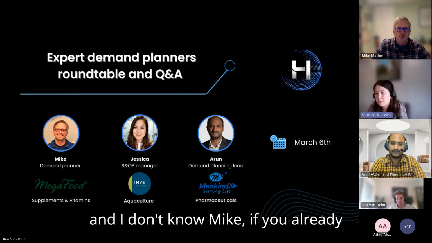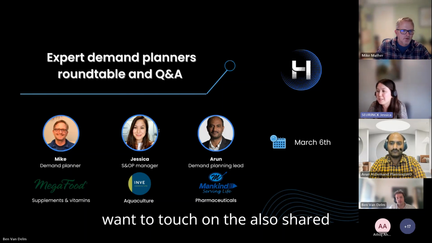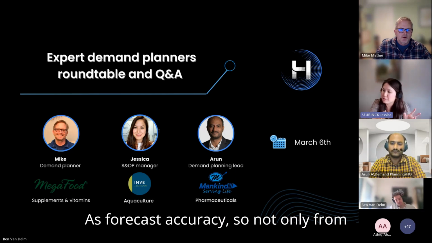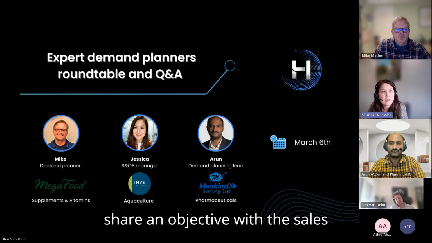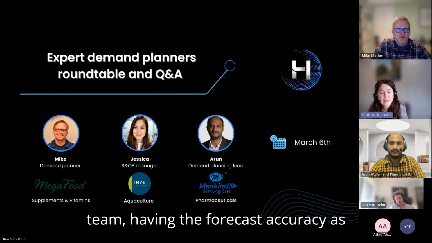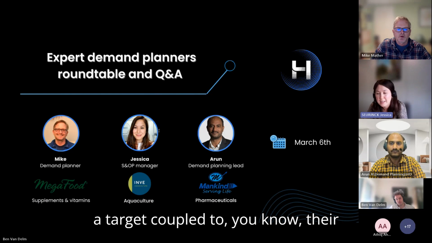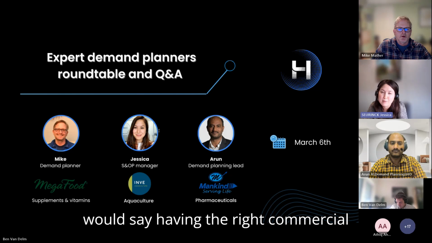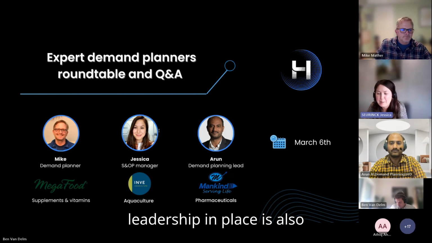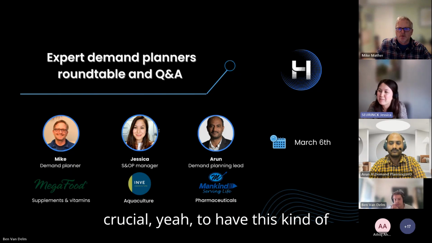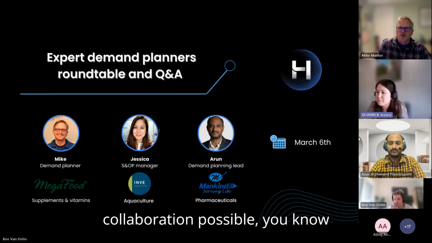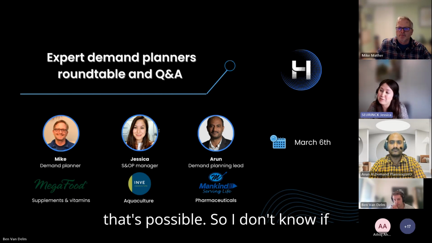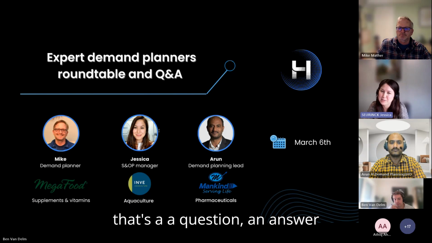And I don't know, Mike, if you already want to touch on the shared objective of the sales team as forecast accuracy. So not only from distributors, but we also share an objective with the sales team, having the forecast accuracy as a target coupled to their bonus as well. And I would say having the right commercial leadership in place is also crucial to have this kind of collaboration possible, to create this environment where that's possible. So I don't know if that answers your question.